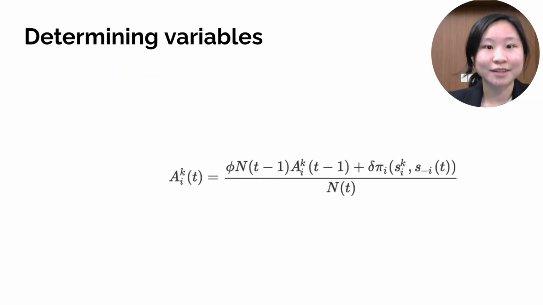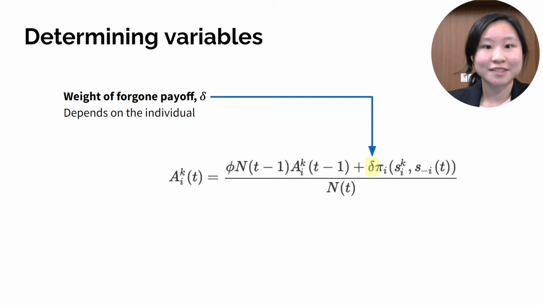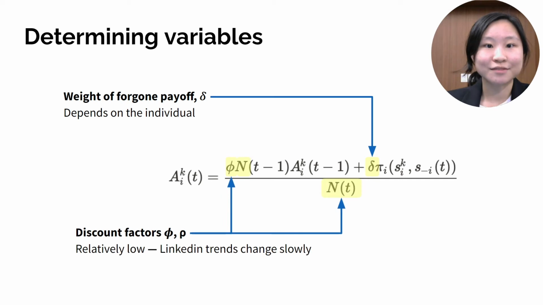First, let's take a look into the variables of EWA. The weight of the foregone payoff likely varies across individuals, so we won't make a generalization on its likely value here, as studies have been inconclusive on how much weight the average person gives to foregone payoffs. However, we can infer something about the value of the discount factors phi and rho by modeling it as the rate at which trends change. LinkedIn trends tend to change very slowly, hence a low discount rate. Posters may not discount their past experiences as much, since what worked in the past is likely to continue working in the future.